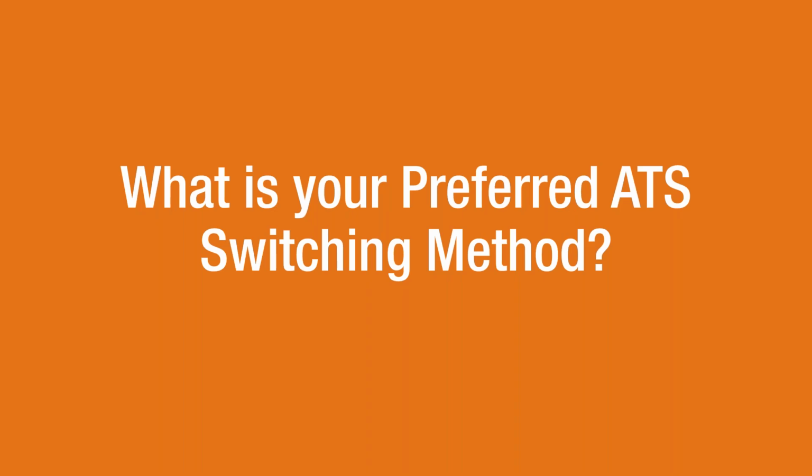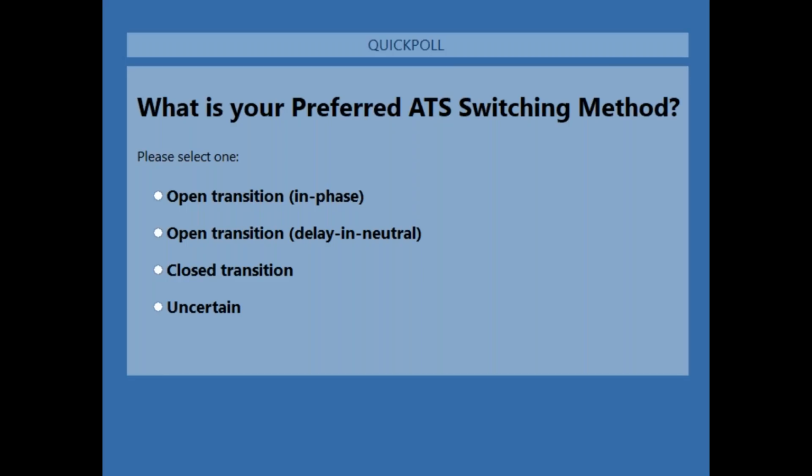That brings us to our second polling question. What is your preferred ATS switching method? We're going to put the answers on the screen if you want to go ahead and put those in. Options are open transition in phase, open transition delay in neutral, closed transition, or uncertain. We'll give you a little bit more time here to put your answers in.